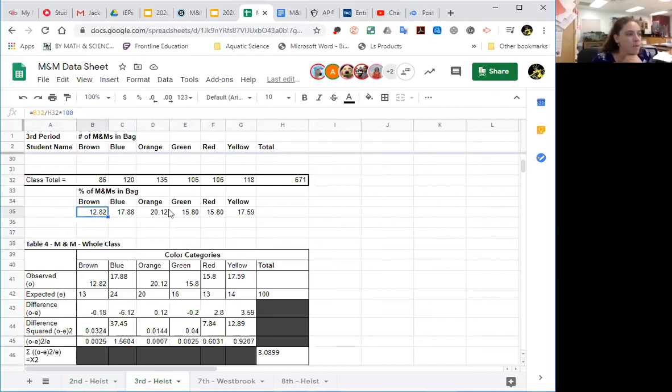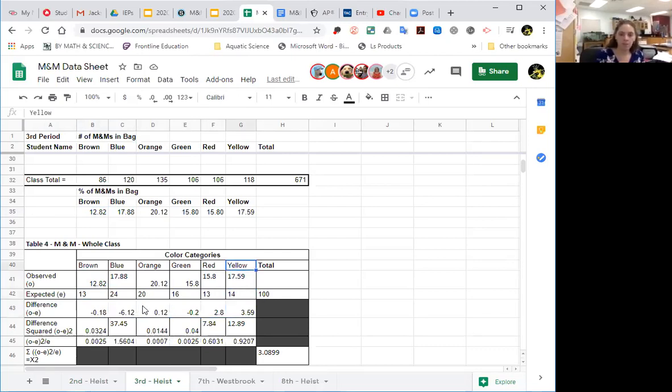Here we have, for the class totals, the observed percentages of M&Ms. And so that's what we'll write down on your table 4 in the observed column. Expected, these match the percentages given by the Mars Company. Then we calculated the difference. So I had to subtract the observed and the expected. So I did 12.82 minus 13 gave me negative 0.18. And I did that for blue, orange, green, red, and yellow.